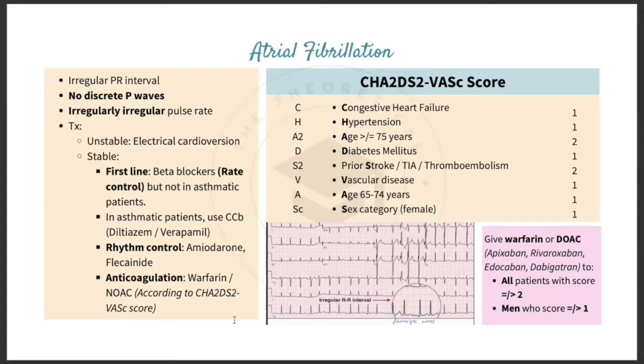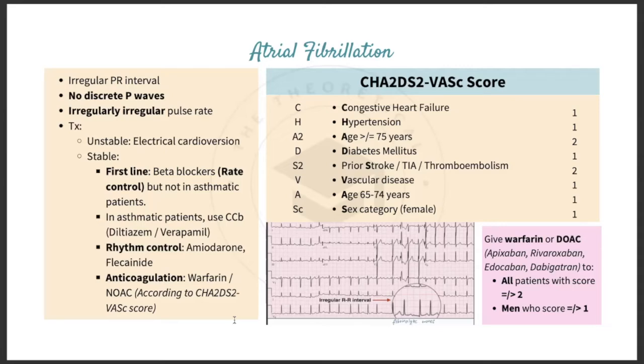In the case of an unstable patient, you would proceed with electrical cardioversion. Electrical cardioversion, not a defibrillation, because the patient still has a pulse. If the patient doesn't have a pulse, then you do a defibrillation. But in the case of atrial fibrillation, the patient has a pulse. It's just that it's irregularly irregular. Now that's if the patient is unstable, hemodynamically unstable, of course.